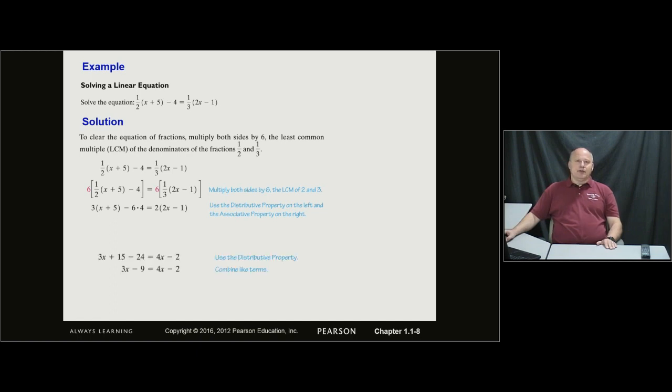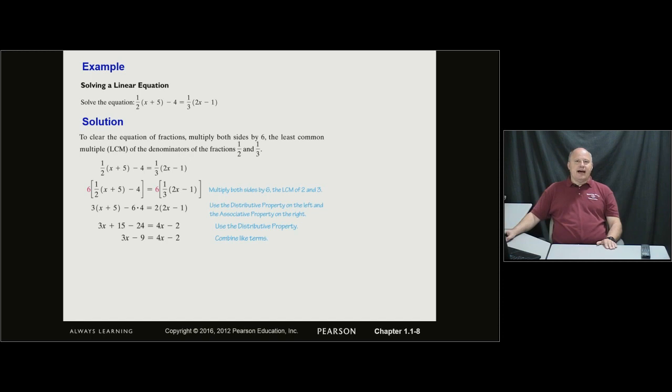And then we're going to distribute the 3 and the 2 on the right. So 3 times x, 3 times 5 is 15, then 6 times 4 is just 24. We're distributing, and then on the right side it's going to be 2 times 2x is 4x minus 2.